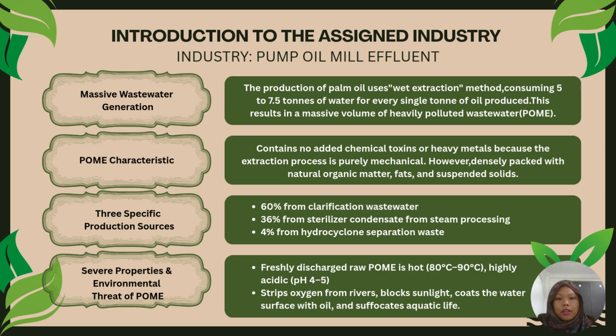And last is the severe properties and environmental threat of POME. The freshly discharged raw POME is very hot, like 80 to 90 degrees Celsius, and also highly acidic, so it's not safe. The impact is that it strips oxygen from the river, blocks sunlight, coats the water surface with oil, and also suffocates the aquatic life.